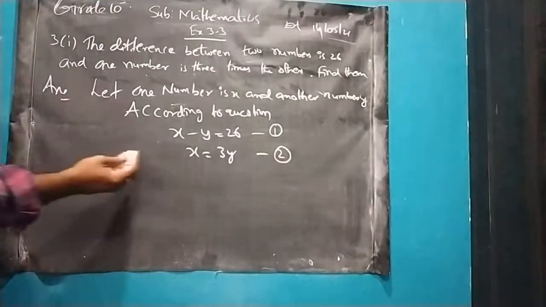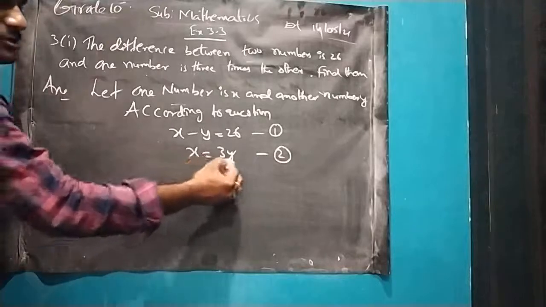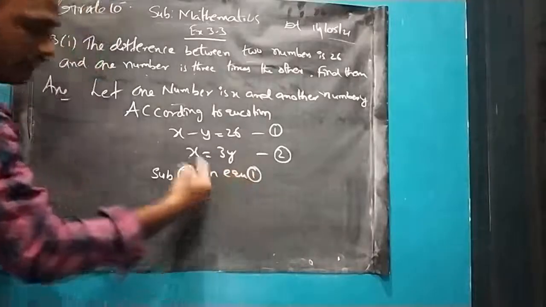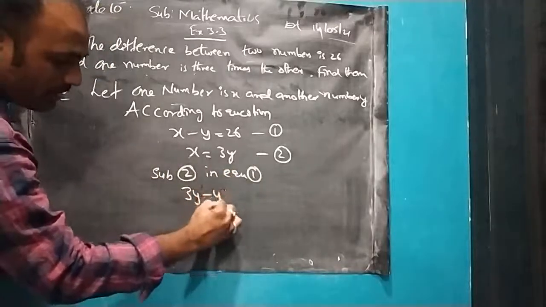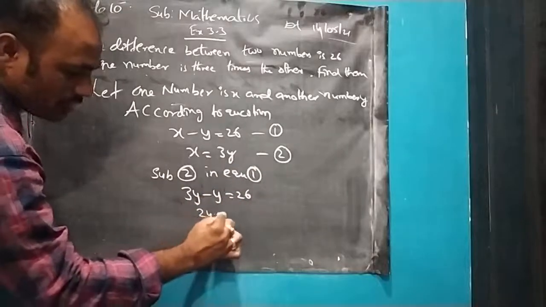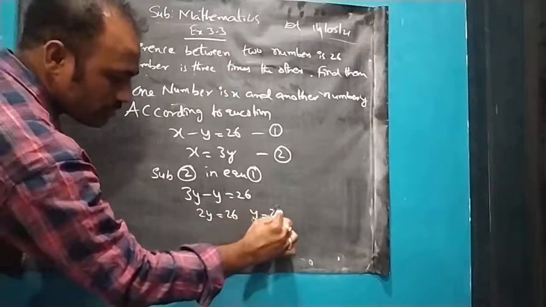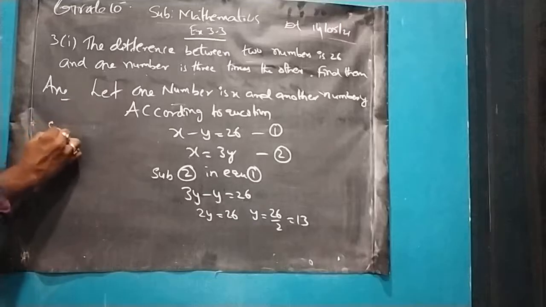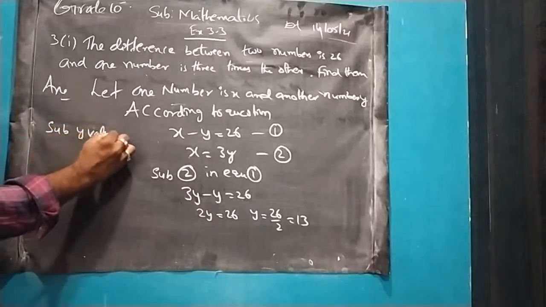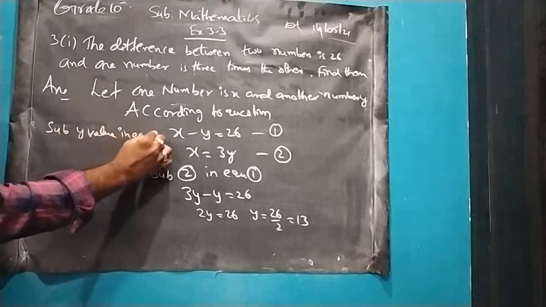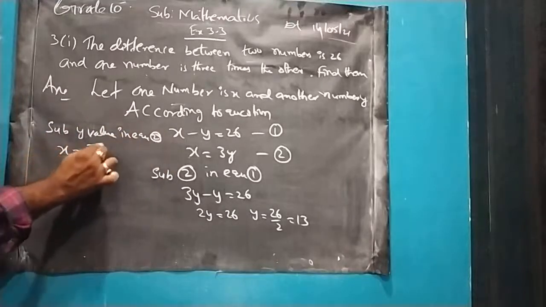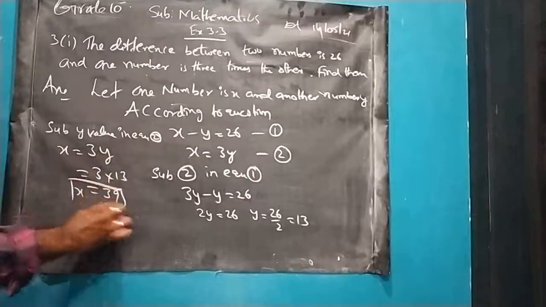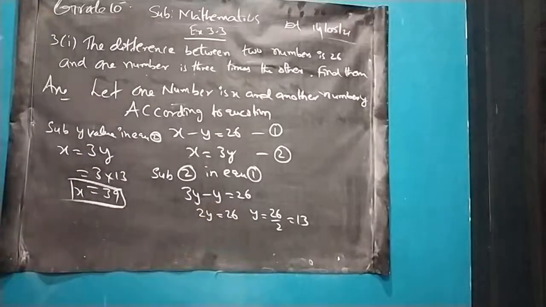Now in this equation, see x value is 3y. Let us substitute the second equation in equation 1. If I substitute, what are we going to get here? 3y minus y is 26, 2y is 26 and y is 26 by 2, which is 13. So y value I got is 13. Now substitute y value in equation 2. So x is equal to 3y, that is 3 into 13, which is 39. X value is 39. So y value is 13, x value is 39.